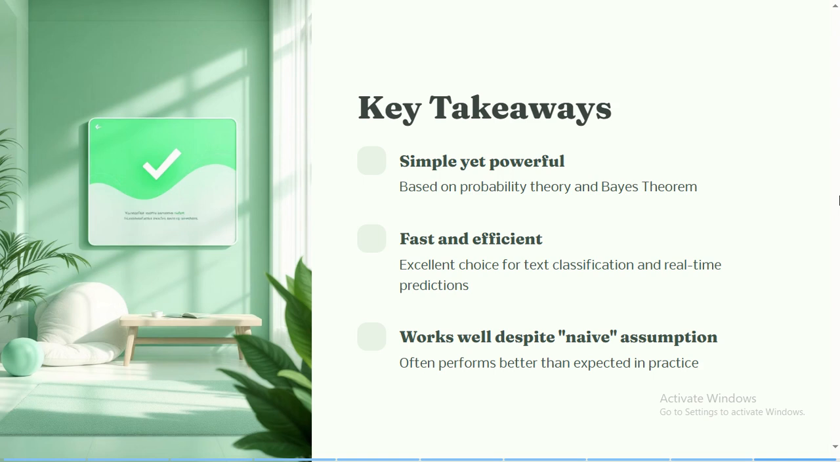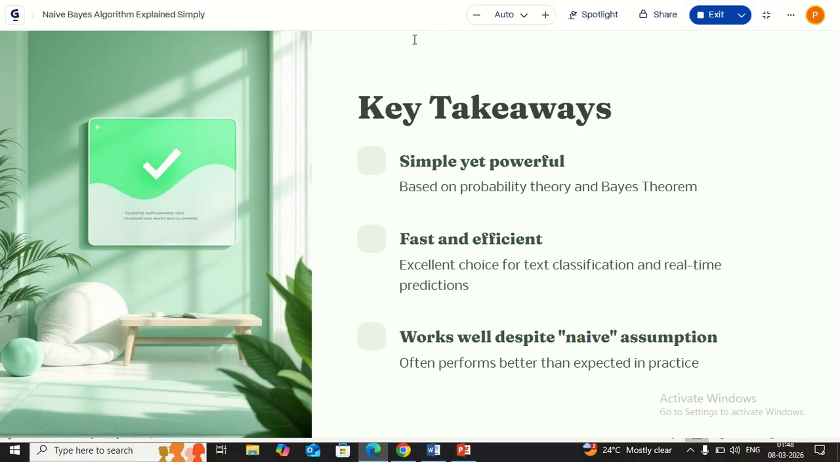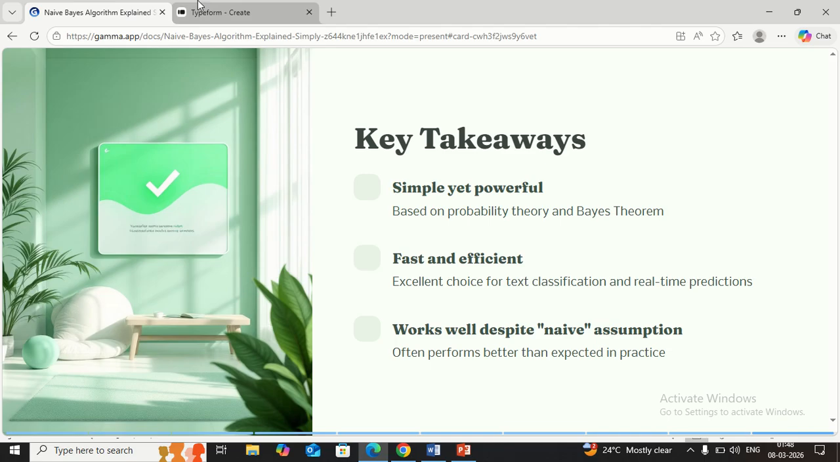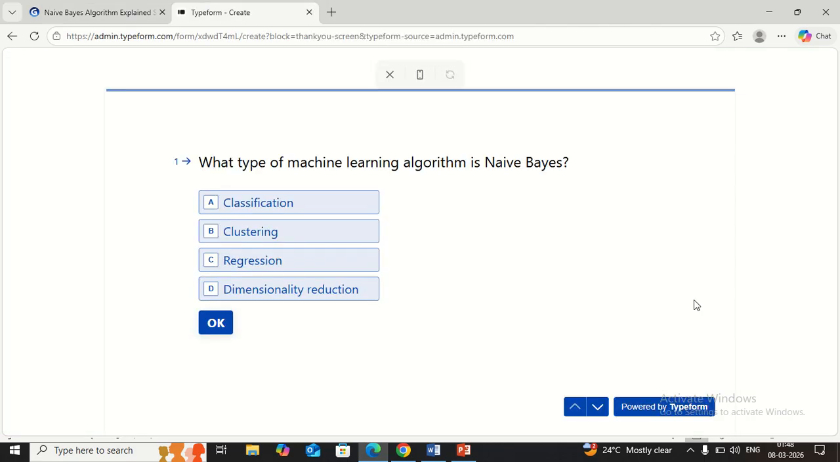Now it's quiz time. Try answering these questions and send your answers to contentcorporateconnection@gmail.com. Here are today's 5 quiz questions. What type of machine learning algorithm is naive Bayes? Options. Choose one option and send in the mail.